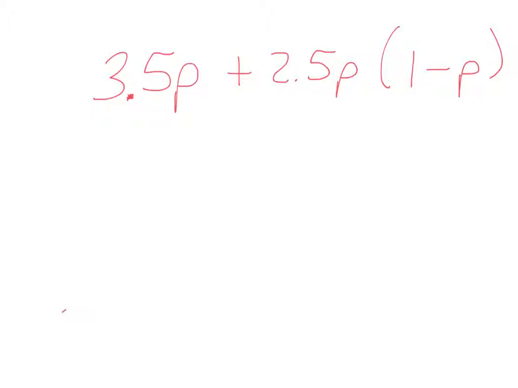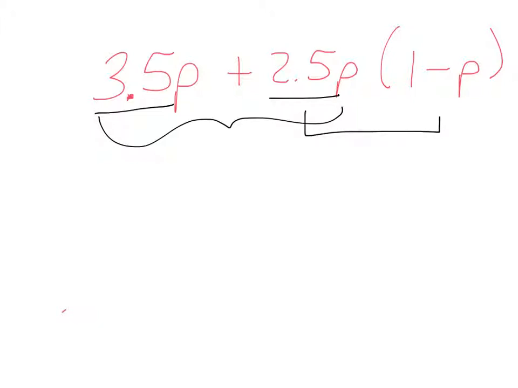Okay, now on this next problem, we're going to step it up a notch. Now don't be afraid that it's a decimal or a fraction. Just go through your same process. In this process, we have 3.5p plus 2.5p times 1 minus p. Now remember, you cannot combine these two, because you have a multiplication problem right here.